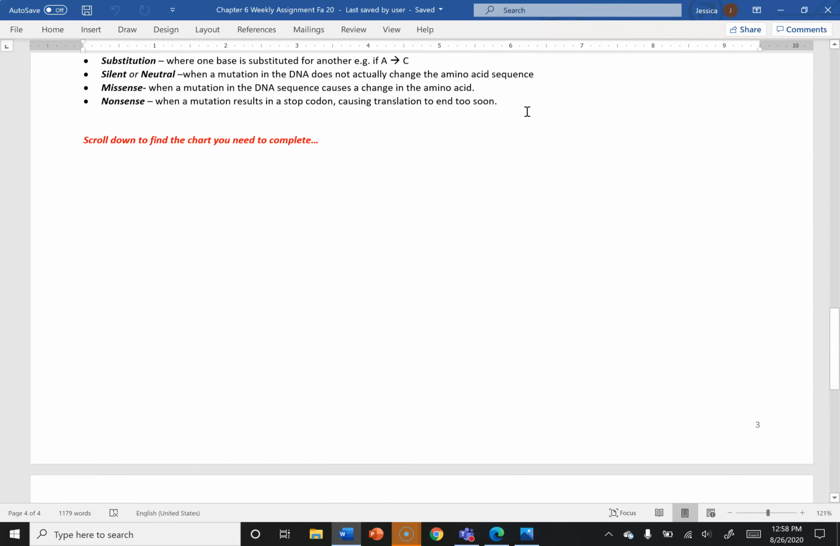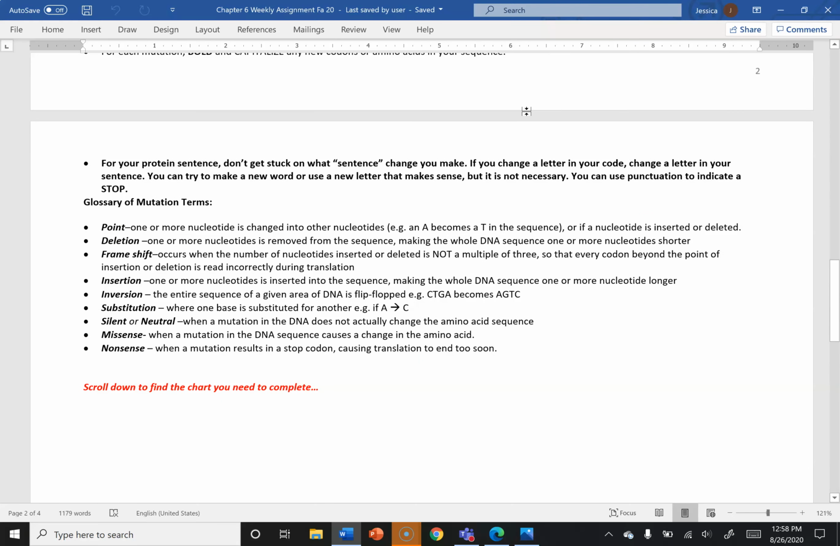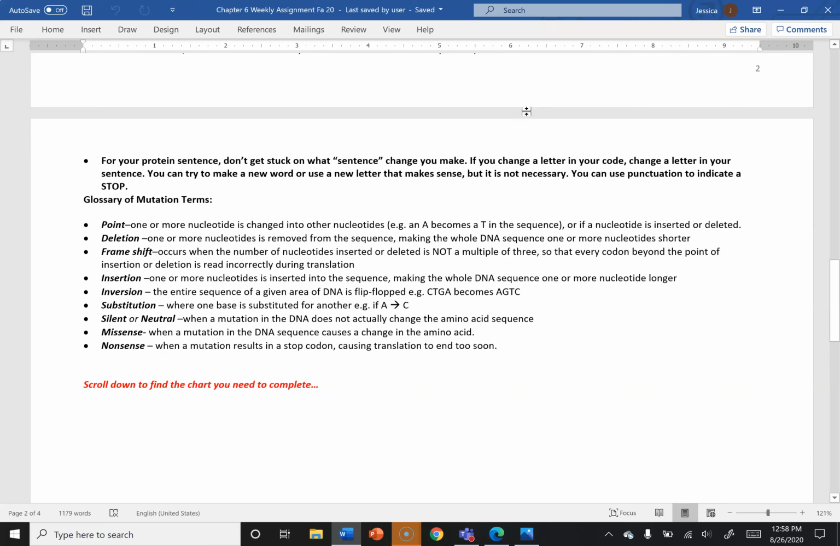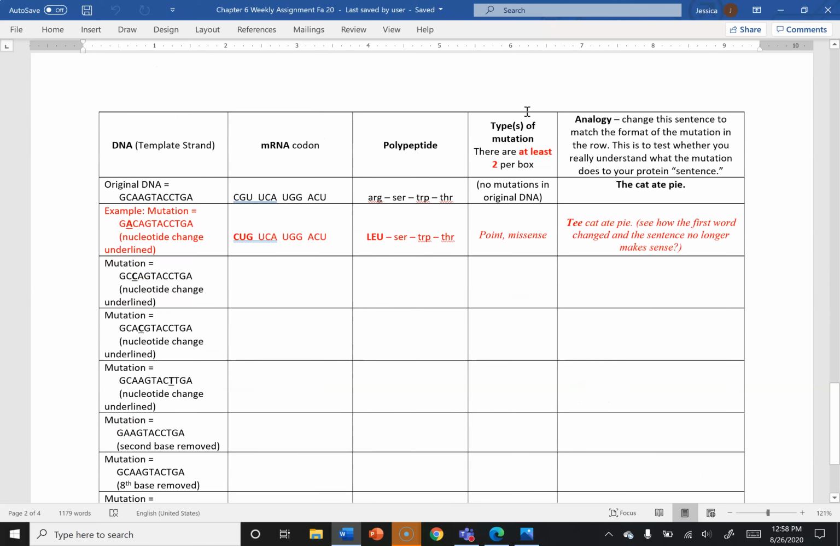Now you can find out the different types of mutations by just scrolling back up. There's a list of the different mutations you might find and what they do. And then you are going to make an analogy. Now this analogy part is probably the most frustrating thing for students, and I think it's because they overthink it. You're essentially going to think about your protein sequence as a sentence. So our normal DNA is going to be a sentence: The cat ate pie. And then we're going to introduce some changes to it.